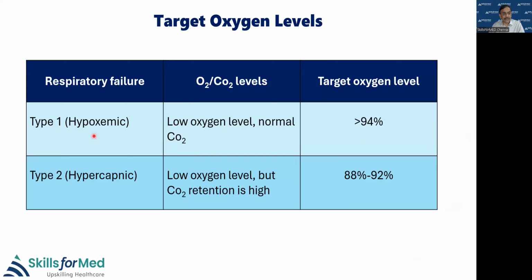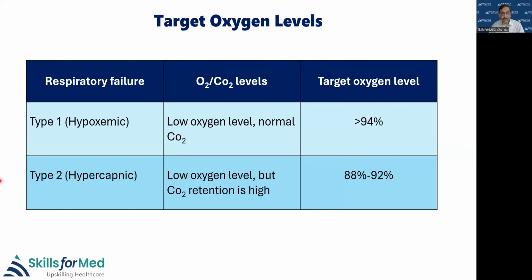So type 1 is hypoxemic, meaning low oxygen levels, and people have normal carbon dioxide levels in the blood. Why do we need this differentiation? Because the target oxygen level is very important. The target is what you want to reach when you're giving supplemental oxygen, before which we will wean them off. For type 1, when you're using the pulse oximeter, the oxygen saturation should be above 94%.